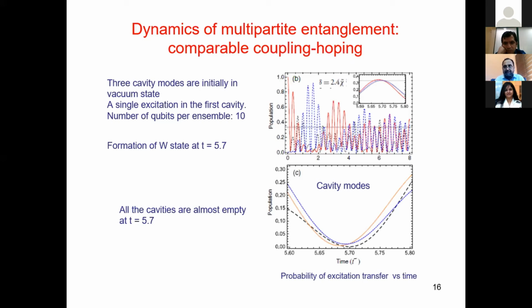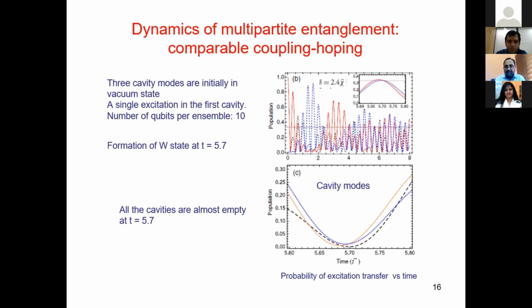So look at the picture C. This shows the population in the cavity mode, and exactly at 5.7, all the cavities are almost empty. This is something very, very interesting. So ensembles are entangled to each other, while the cavity field is all in the vacuum state, right?